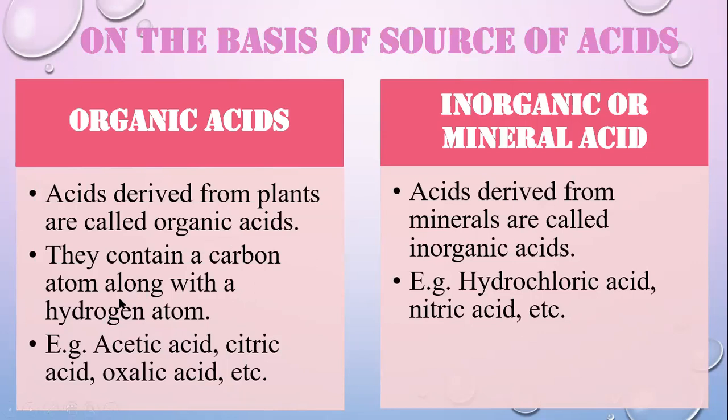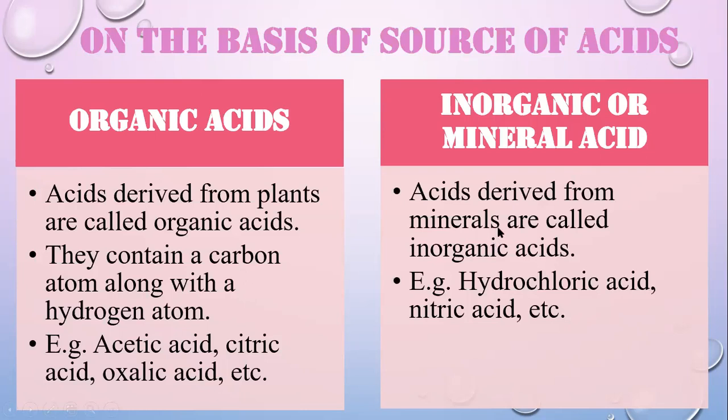So they contain a carbon atom along with a hydrogen atom. So in organic acids, carbon atom is one of the central atoms. And you also find an oxygen atom present in organic acids. Examples of organic acids are acetic acid, citric acid, oxalic acid. Inorganic acids or mineral acids. Now, those acids which have been derived from minerals are called inorganic acids or mineral acids. Examples: hydrochloric acid, nitric acid, sulfuric acid.